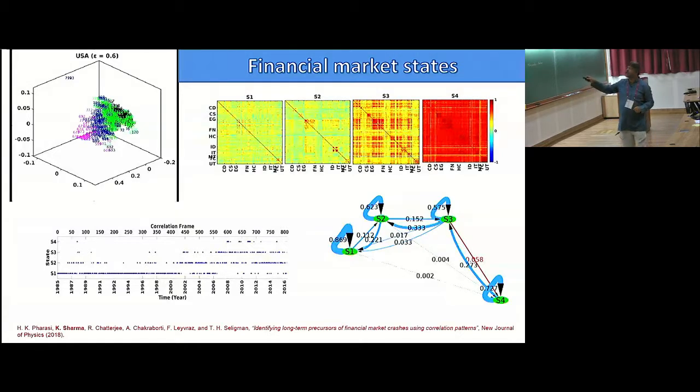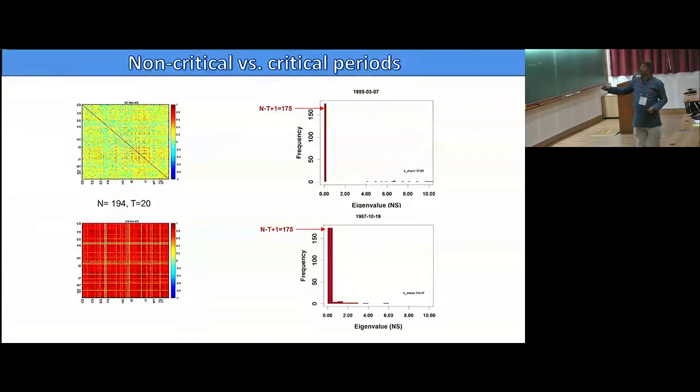Now what we are saying is that S3 acts as a precursor to the crash state. So when I know I am in state 3, I will be a bit wary or careful because I know that there might be something coming up. Okay? Fine. Now, again, I come back to that emerging spectrum. If I take a normal business day, this is something in 85, and this is around Black Monday, 19th October 87. You see that the correlation structure is very different.